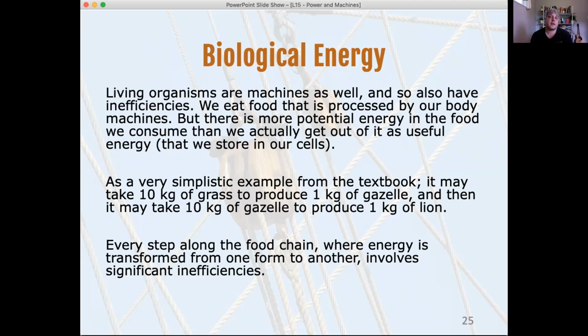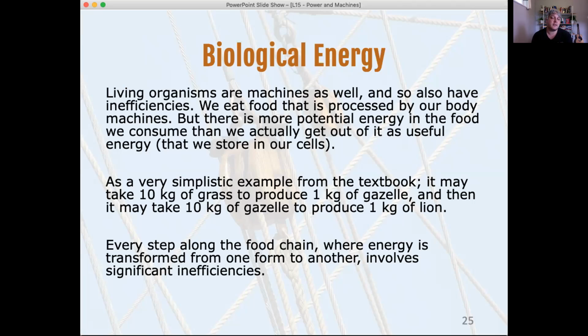A very simplistic example from the textbook: you may take 10 kilograms of grass to produce 1 kilogram of gazelle, and then 10 kilograms of gazelle to produce 1 kilogram of lion. That decrease in the useful energy is that same idea of inefficiencies, but now we're talking about biological machines.